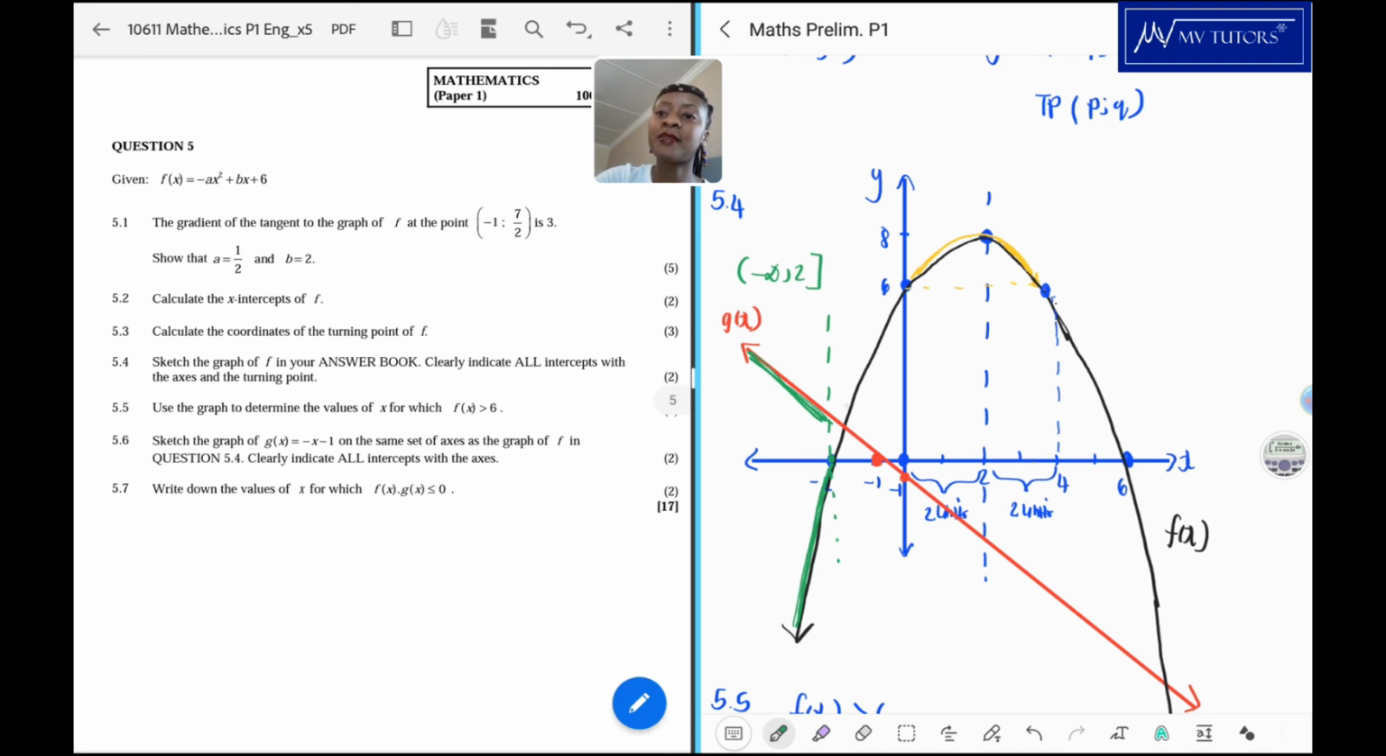G is still positive. F is also positive, so that doesn't work. But until we get to, let's say, negative 1. Okay, so at negative 1, g is 0, okay? And f is positive. Okay, so there we have a 0.